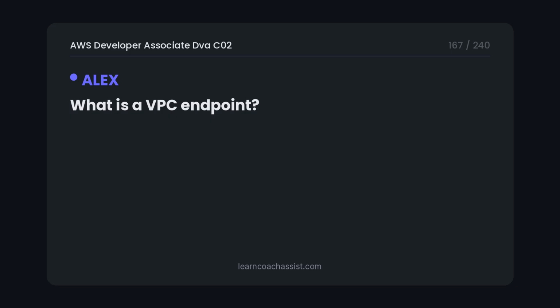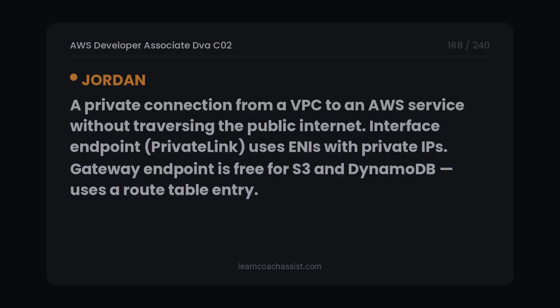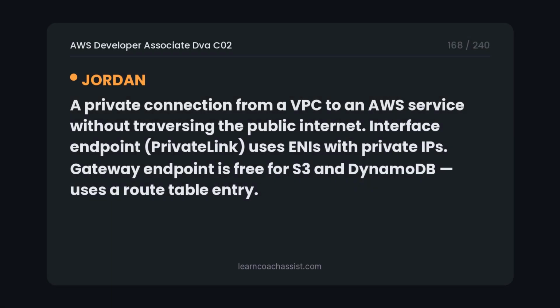What is a VPC endpoint? A private connection from a VPC to an AWS service without traversing the public internet. Interface endpoint, PrivateLink, uses ENIs with private IPs. Gateway endpoint is free for S3 and DynamoDB, uses a route table entry.